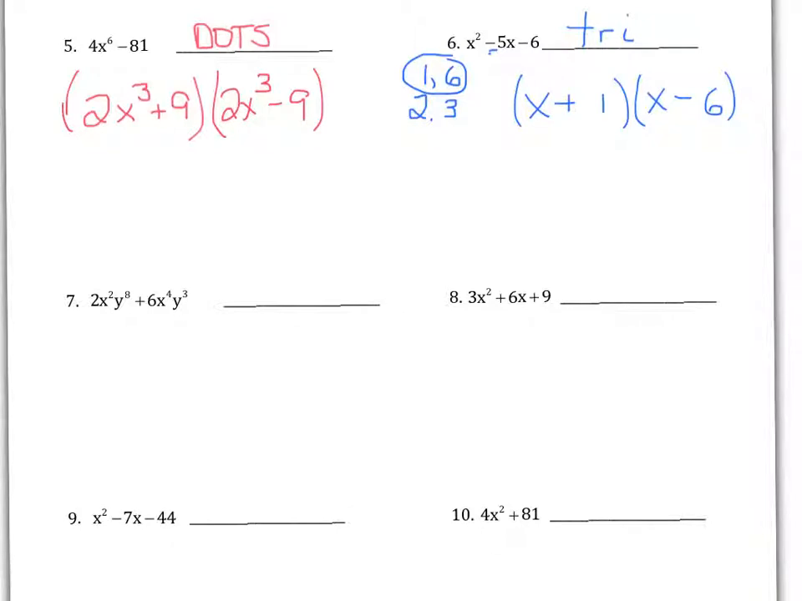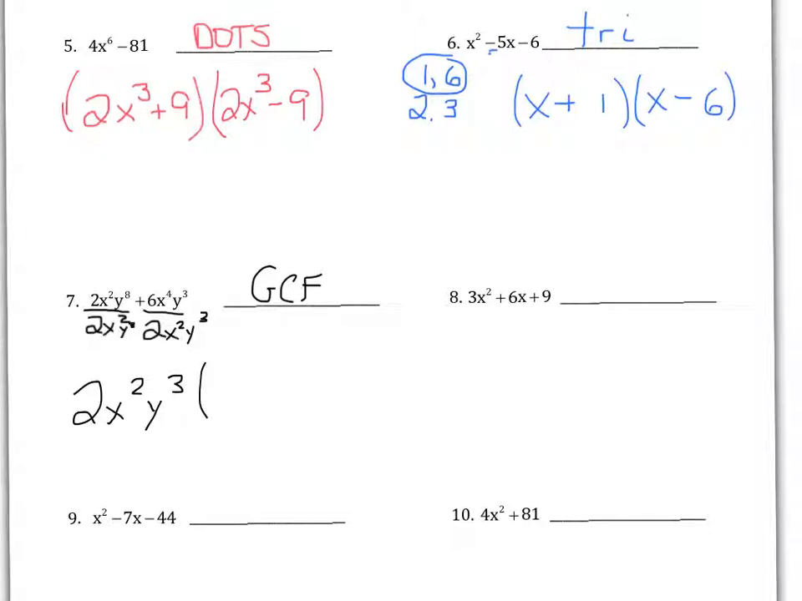Number 7 is not a trinomial. There's no minus sign in the middle, so we need to look for a GCF. What they have in common, of course, is they're both even, so they have a 2 that we can pull out. The lowest x would be 2, and the lowest y is going to be 3. So 2x squared y to the third.